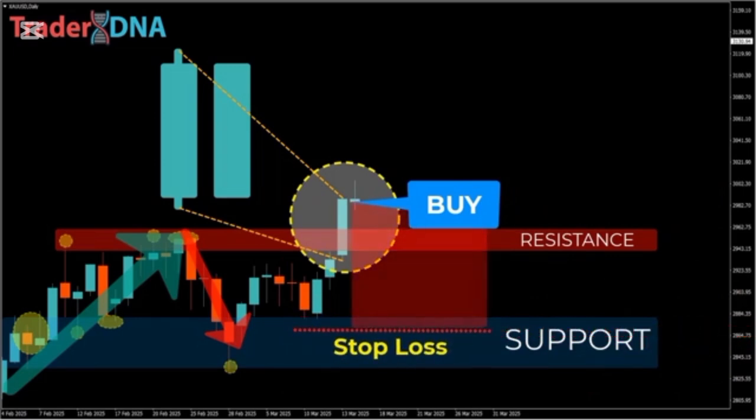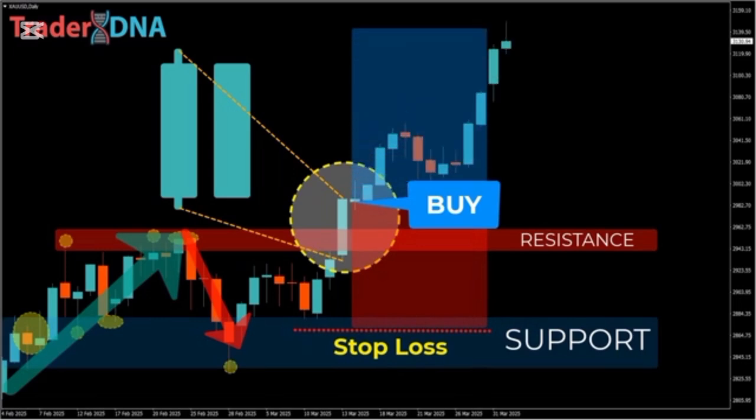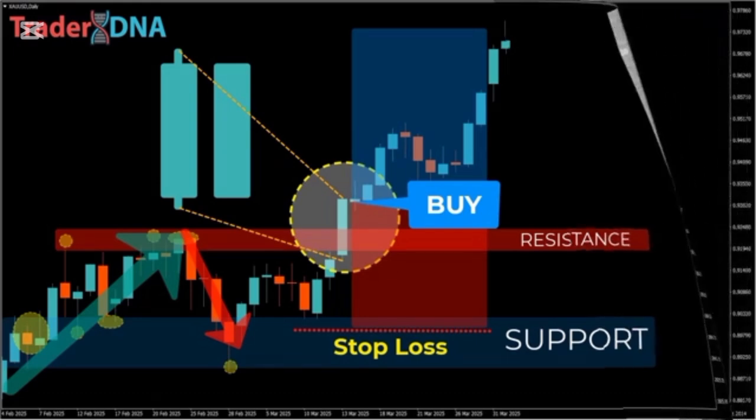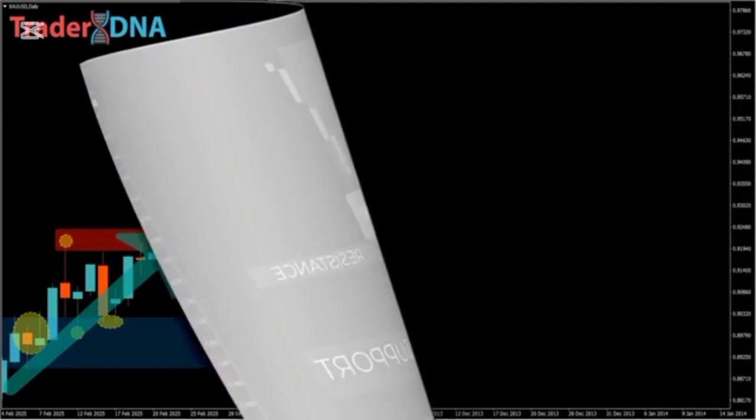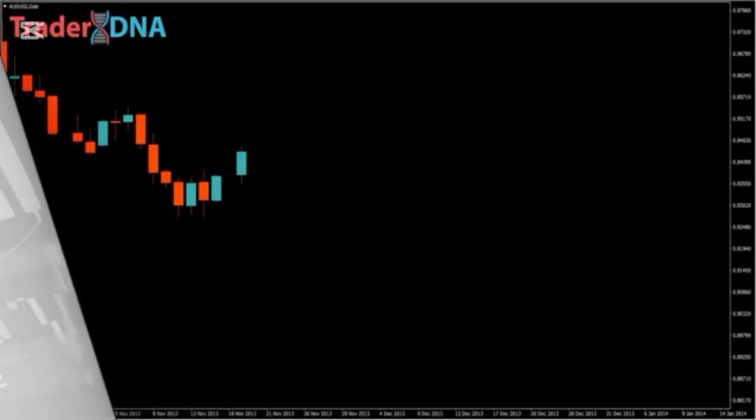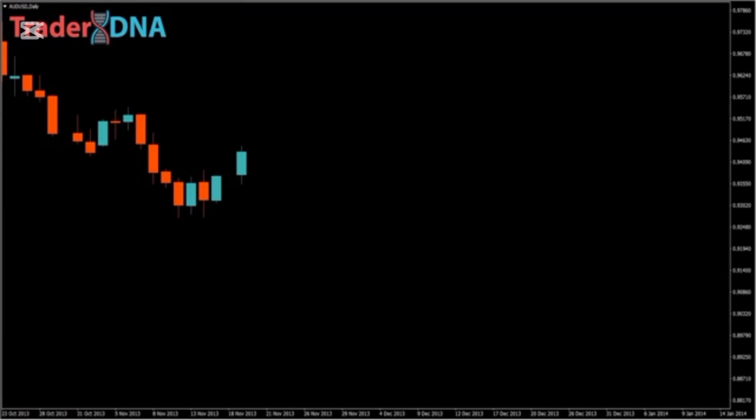And the result? Boom, the price exploded upward, fast and strong, exactly as expected. This is a high probability setup, and if you apply it correctly, it can lead to some incredible trading opportunities. Let's keep going. Alright traders, let's break down an incredibly powerful sell signal that you need to master.